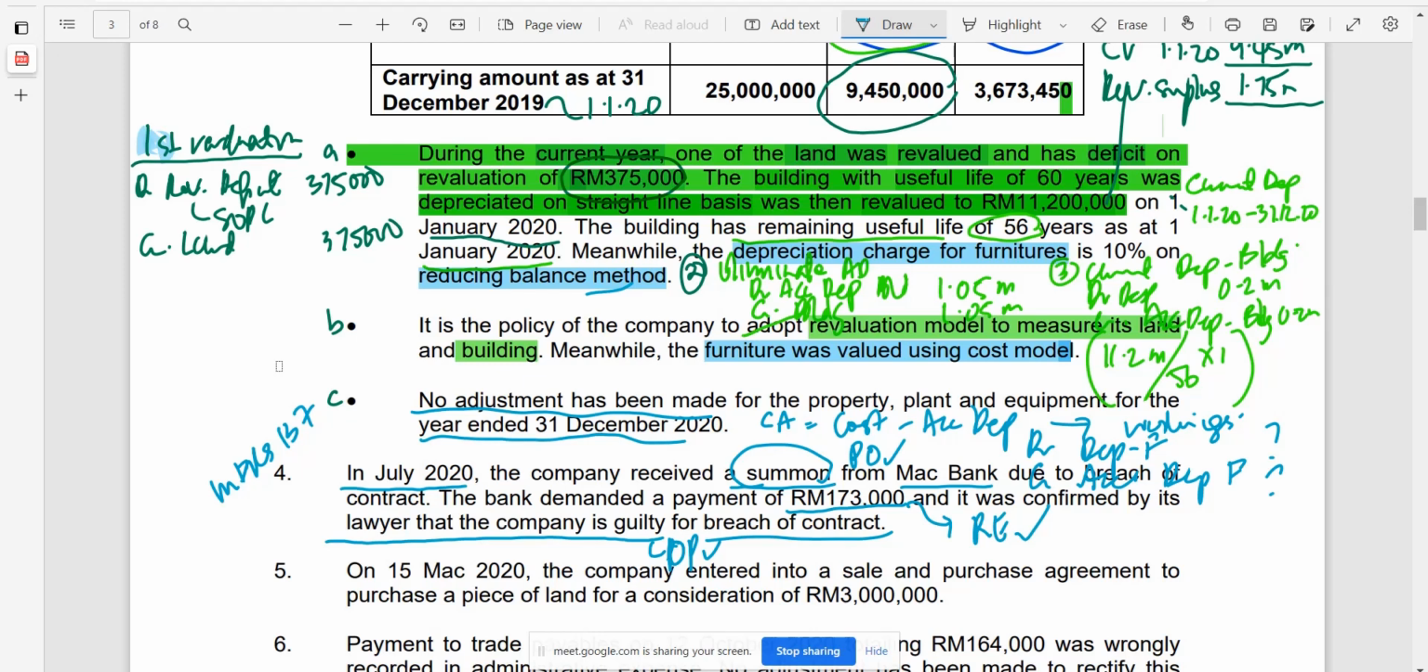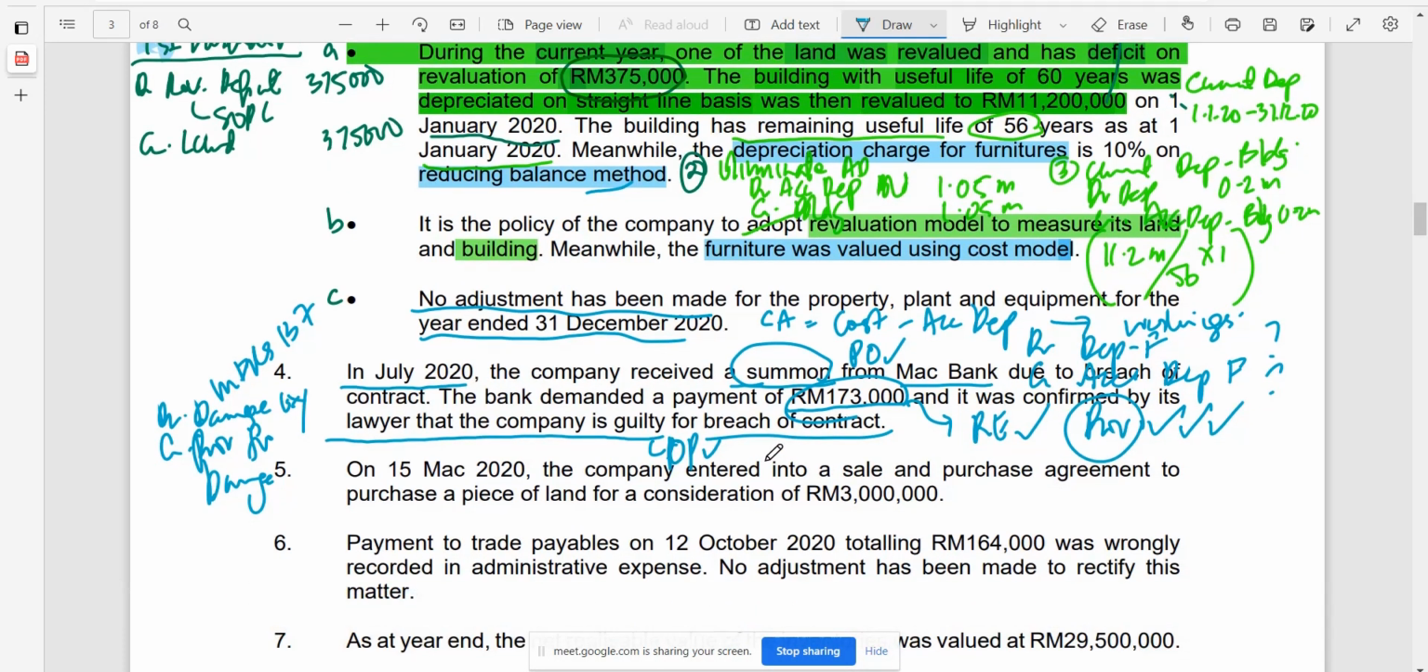So meaning to say that the criteria for provision has been fulfilled. 1, 2, 3. So therefore this is a provision. You will have to debit the damages that were being asked, or the compensation expense, and credit the provision for damage. How much? With the figure 173. This one will be shown under where? Other operating expenses in your SOPL.